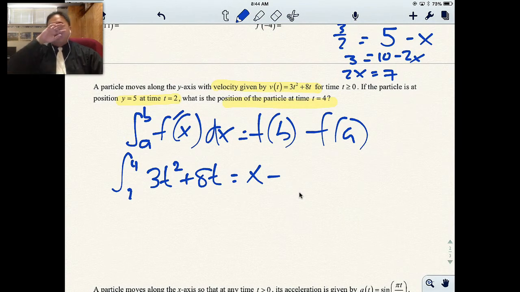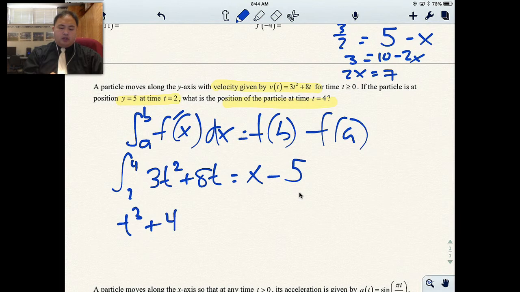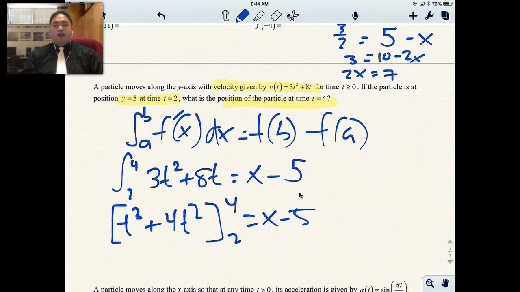Now, let's take the antiderivative and solve for x. Antiderivative of 3t squared is t to the third power. Antiderivative of 8t is 4t squared. This is going from 4 to 2. And then this part you should find very simple. In this particular case, I think I solved it also. Let me see what answer I got. If you're doing this correctly, you're going to get 8 on this side.